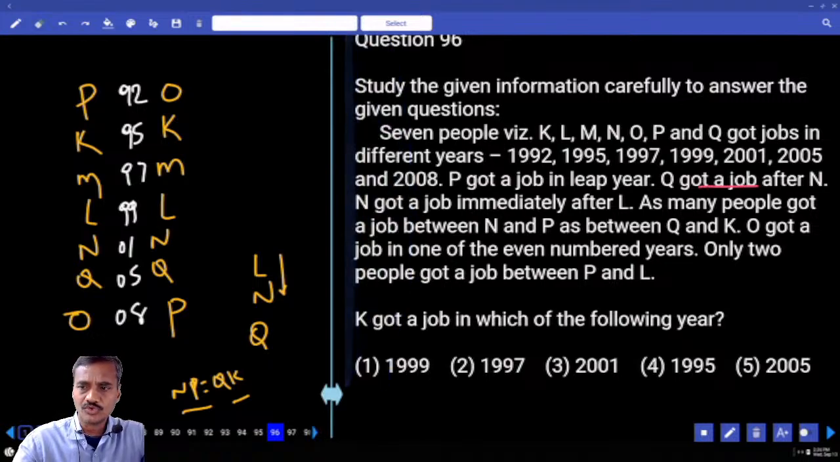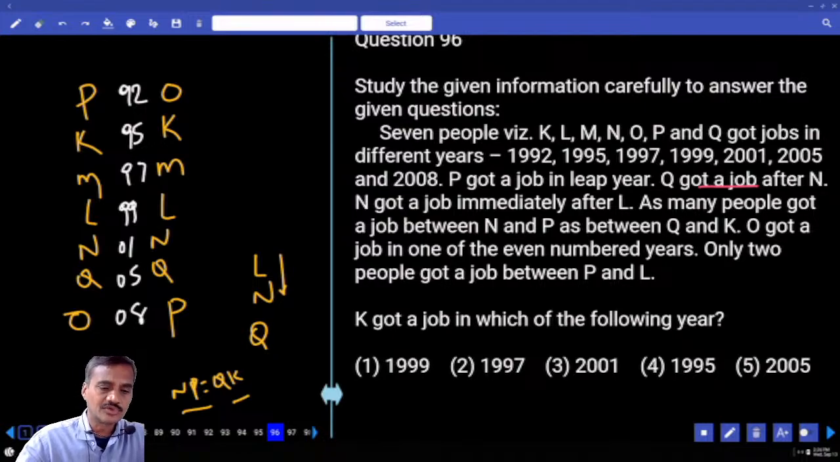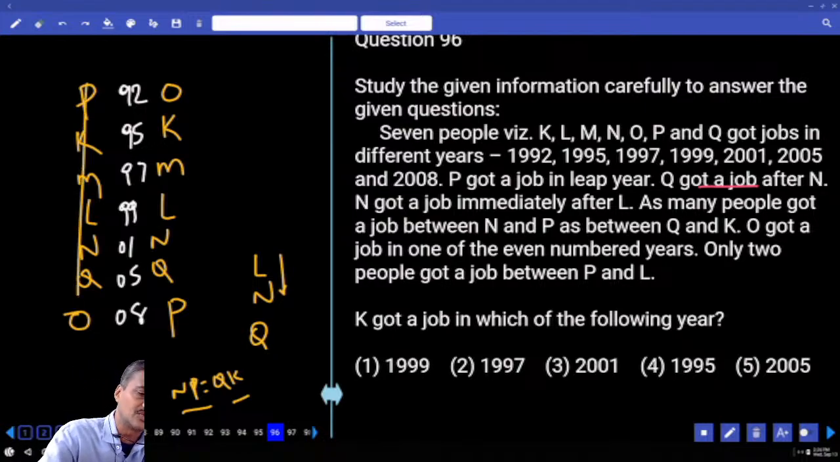Then Q got a job after N. In this case, Q got a job after N. Here also Q got a job after N.